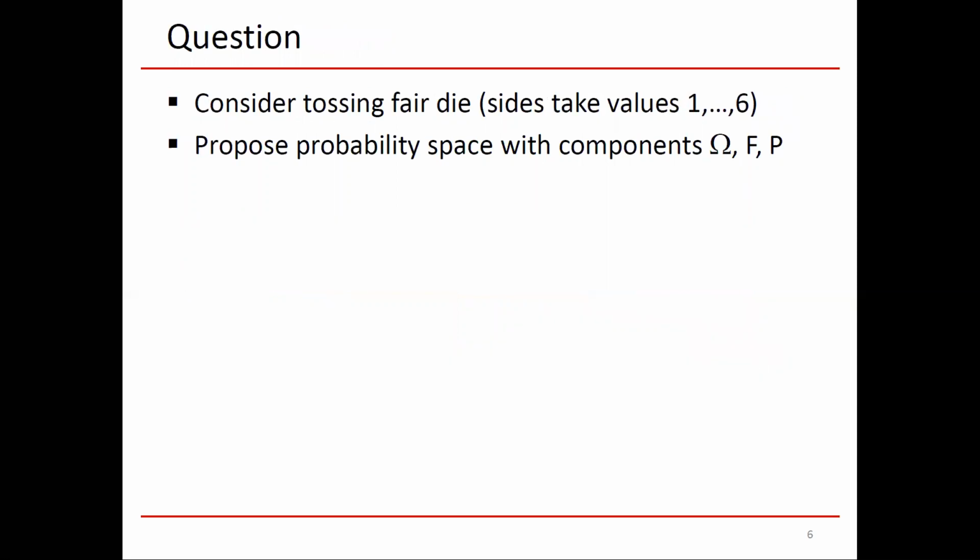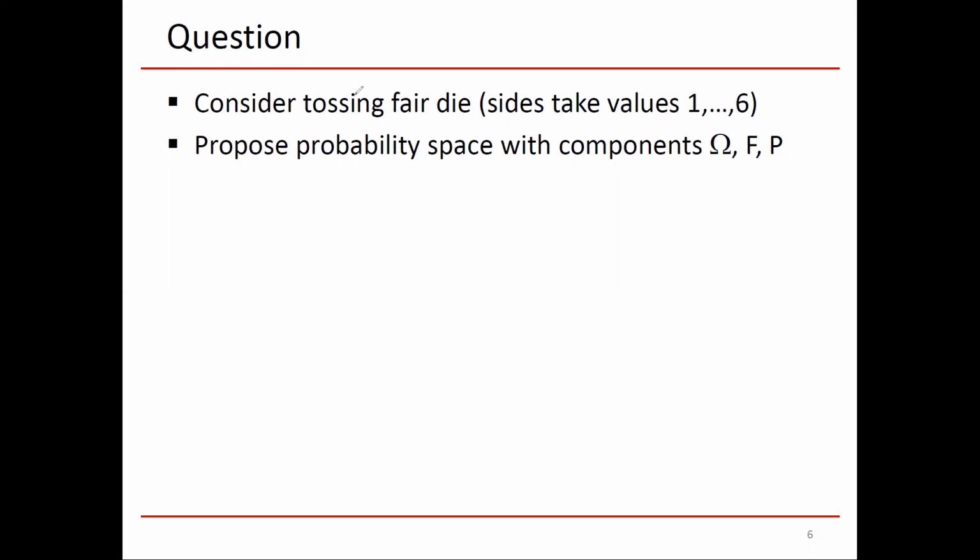Here's a question. I'll present the question, then I suggest that you pause the recording, and after that I'll work through a possible solution. So consider tossing a fair die. Again, it takes sides 1 through 6, and propose a probability space with components omega, F, and P. So please pause for a few seconds, and then I'll start solving.